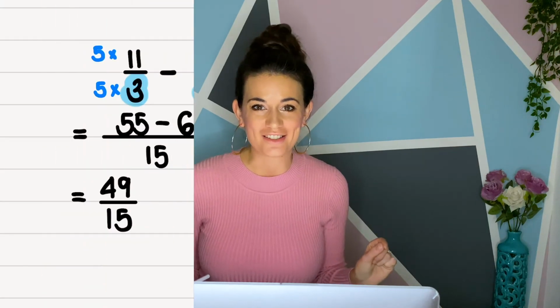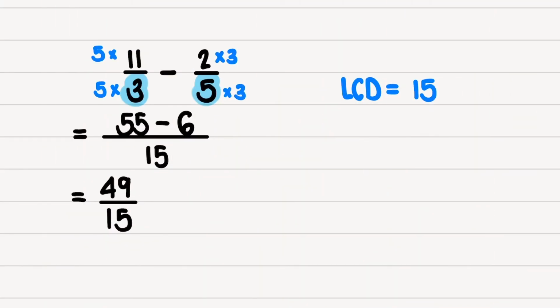Now, I would be able to leave that as 49 over 15, but I want you to quickly pause the video and convert 49 over 15 into a mixed fraction. Okay, let's see if you were right. Did you get 3 and 4 over 15?